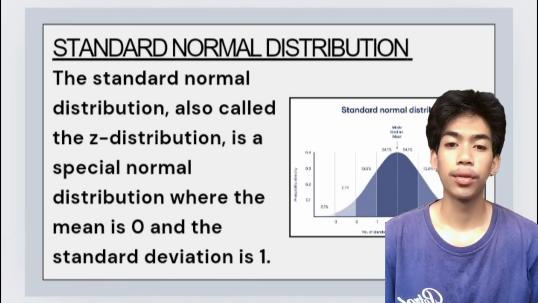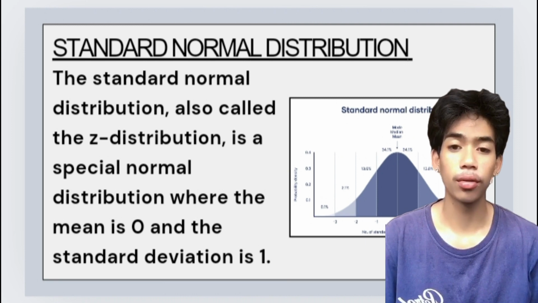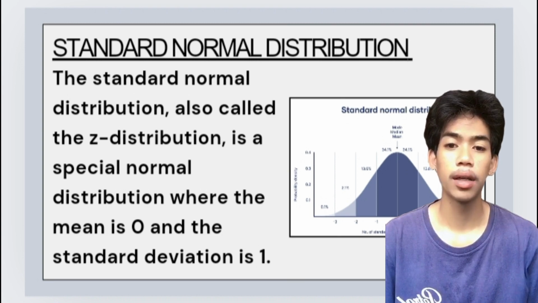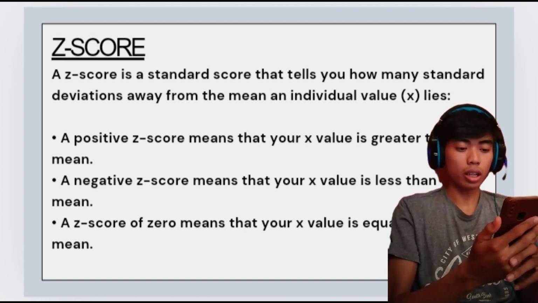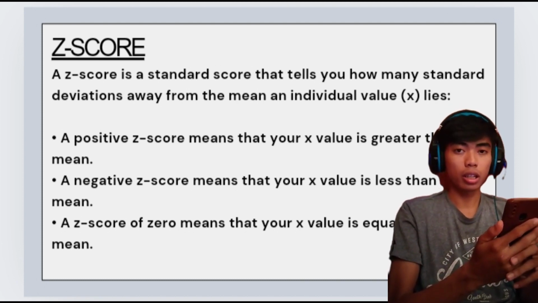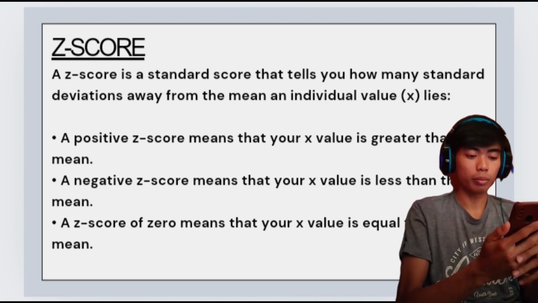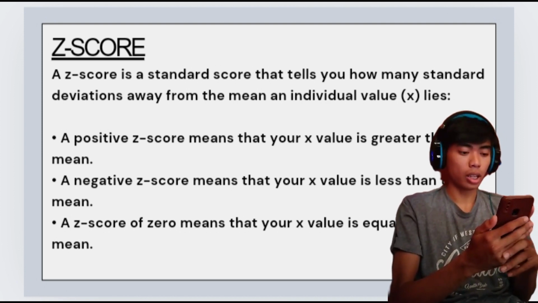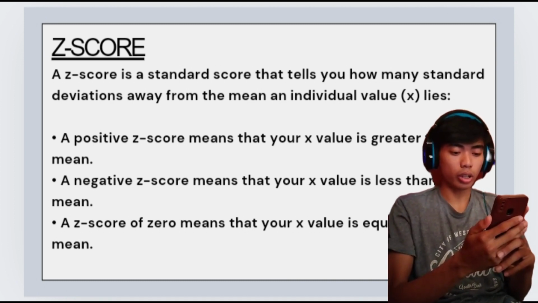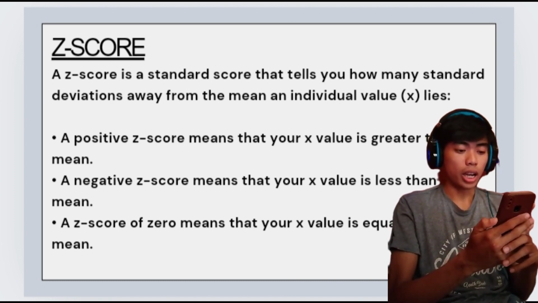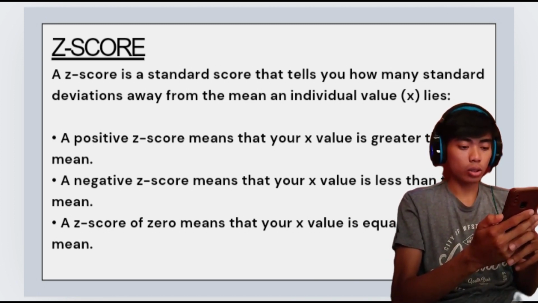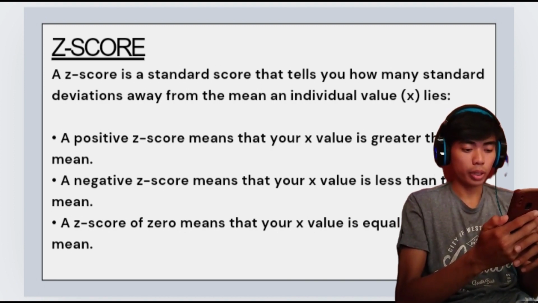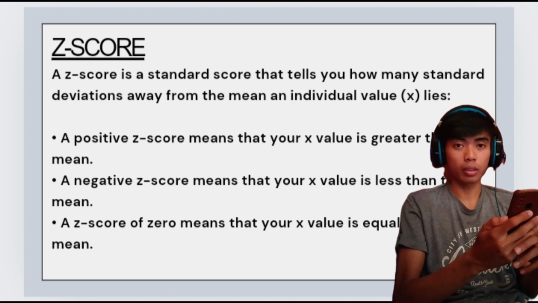Standard normal distribution. The standard normal distribution, also called Z distribution, is a special normal distribution where the mean is 0 and the standard deviation is 1. Z-score. A z-score is a standard score that tells you how many standard deviations away from the mean an individual value x lies. A positive z-score means that your x value is greater than the mean. A negative z-score means that your x value is less than the mean. A z-score of 0 means that your x value is equal to the mean.